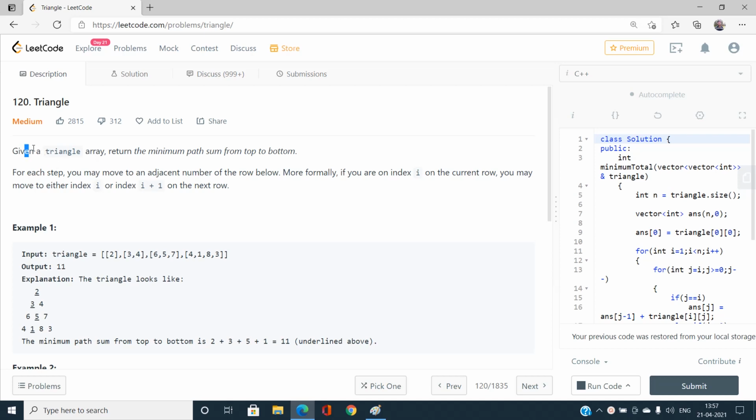Given a triangle array, we have to return the minimum path sum from top to bottom. Basically we have been given a triangle-shaped array and we have to return the minimum cost of going from the top to the bottom of this triangle. For each step we have the following moves: we can move to an adjacent number in the row below, that is, if you are at index i on the current row, you may move to either index i or index i plus 1 in the next row.